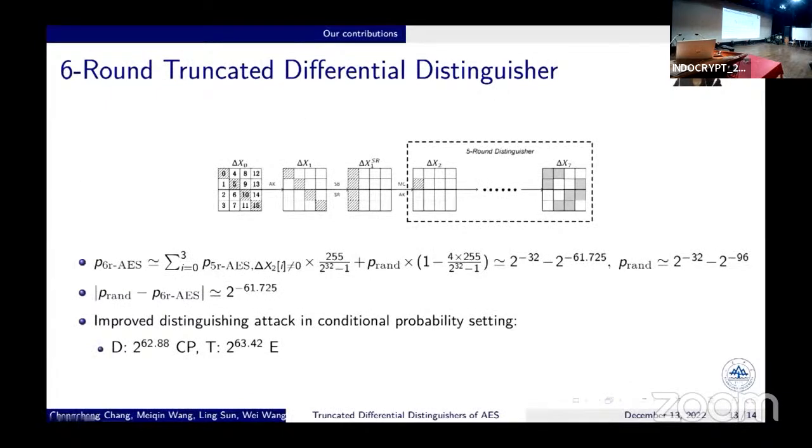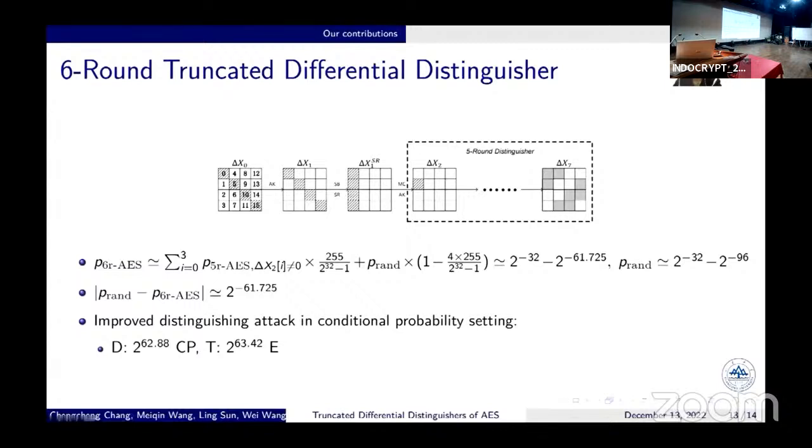Based on the 5-round truncated differential, we extend to a 6-round truncated differential by adding 1 round at the beginning. The computation of the probability can be discussed in 2 parts. The first is when the output difference of the first round, the difference delta x_2, coincides with the input of the 5-round distinguisher. The second is when the difference delta x_2 does not satisfy the first case.